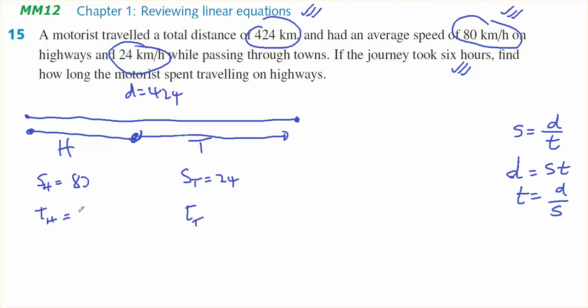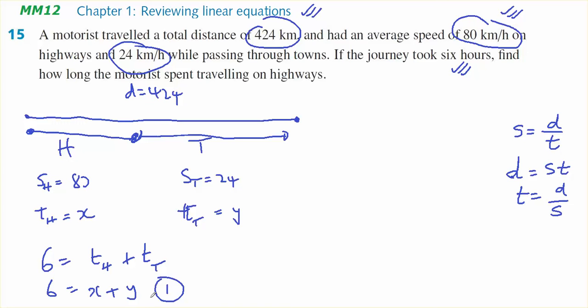Let's call the time in the highways x and the time in the towns y, because I know that the total time was 6 hours. Therefore 6 will equal the time on the highways plus the time through the towns, so that 6 will equal x plus y, and that can be equation number 1.